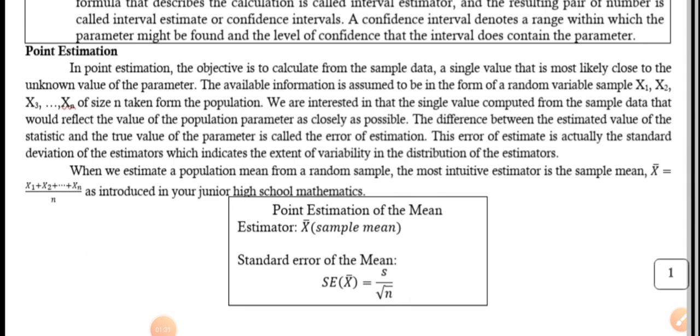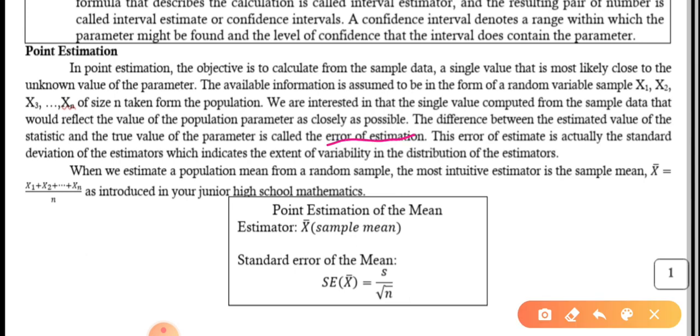Point estimation. In point estimation, the objective is to calculate from the sample data a single value that is most likely close to the unknown value of the parameter. The available information is assumed to be in the form of a random variable sample x sub 1, x sub 2, x sub 3, up to x sub n, of size n taken from the population. We are interested in the single value computed from the sample data that would reflect the value of the population parameter as closely as possible. The difference between the estimated value of the statistic and the true value of the parameter is called the error of estimation.